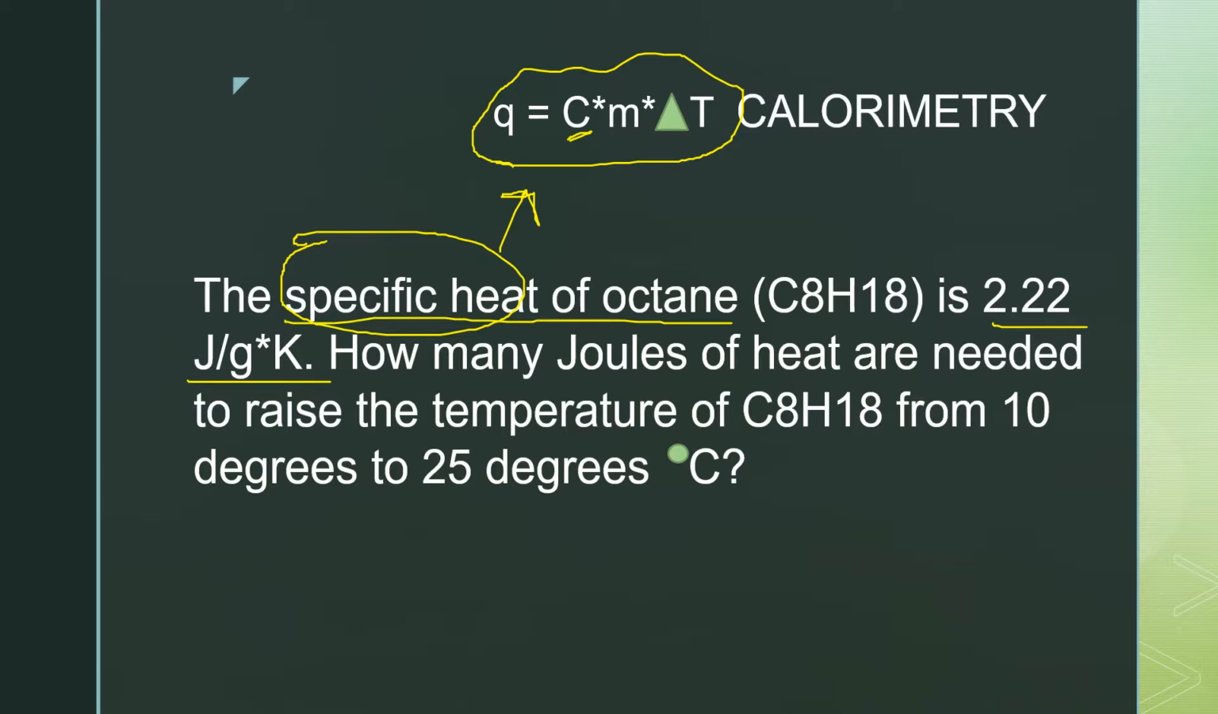So the specific heat of octane, and that's C8H18, is 2.22 joules per grams Kelvin. How many joules of heat, that's the Q, are needed to raise the temperature of octane from 10 degrees to 25 degrees? So all we have to do really is glean the numbers from this question and plug them into the formula Q equals Cm delta T.